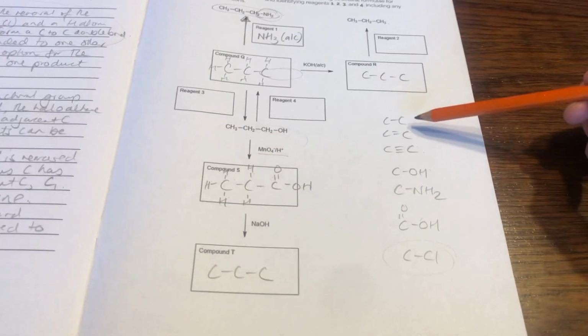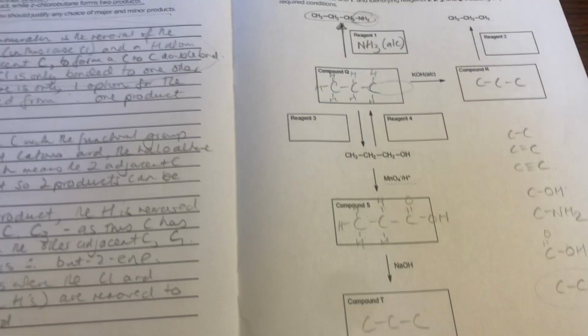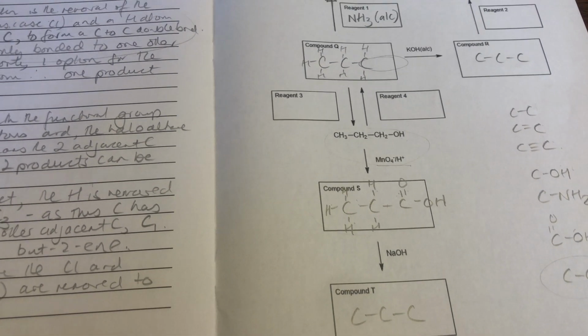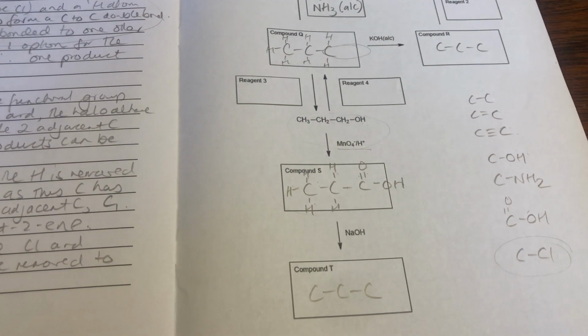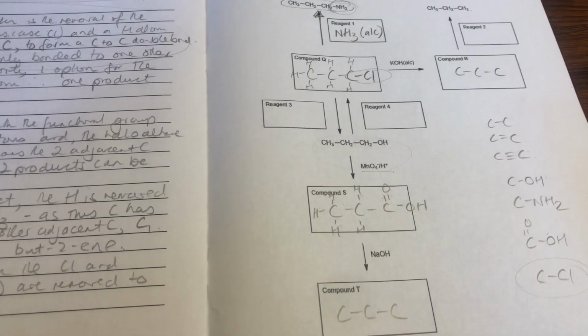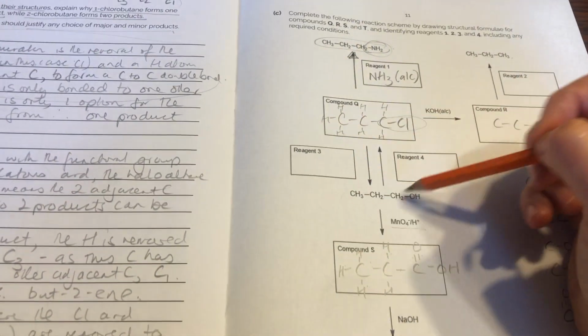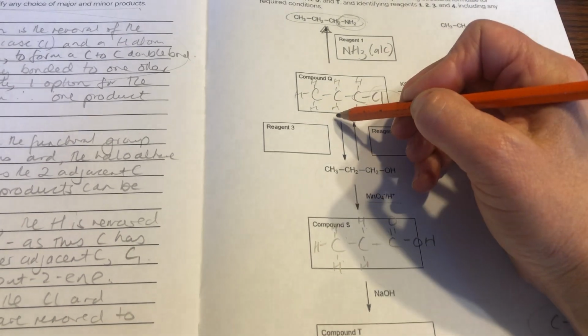So don't forget you've learnt 7 functional groups. The answer is going to be one of those functional groups. So if you're going to have a guess, please guess one of the functional groups you've learnt. Honestly, you'll probably get it. Cl, boom, done.